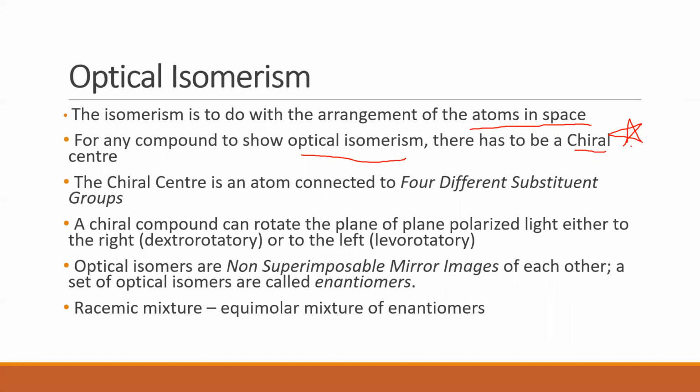Now, what is this chiral center or chiral carbon? A chiral center or carbon is an atom that is connected to four different groups. So, what is a chiral carbon? It is a carbon that is attached to four different groups. If it is attached to four different groups, then we call such a carbon a chiral carbon or an asymmetric carbon.